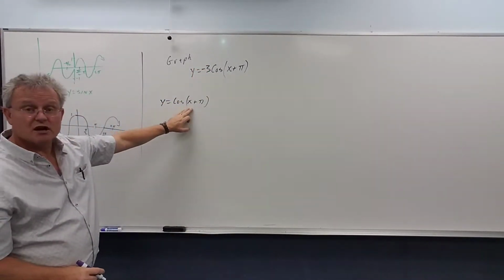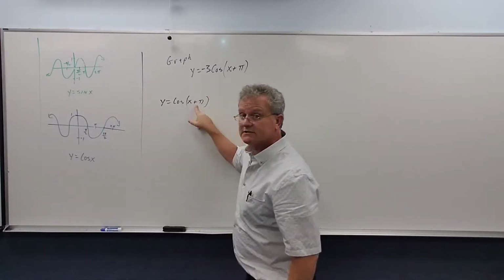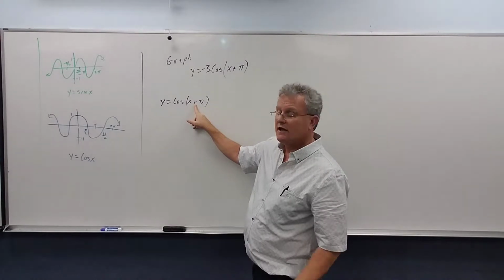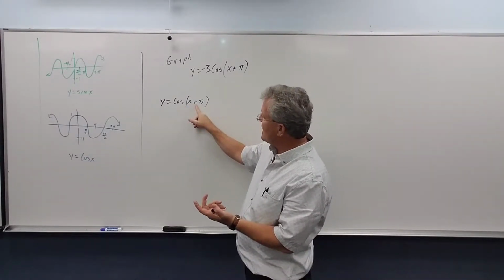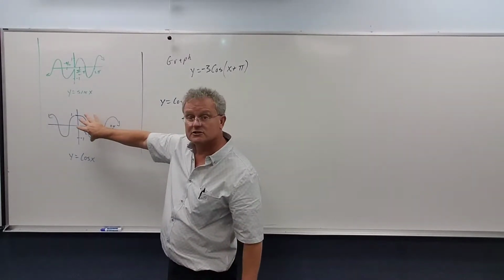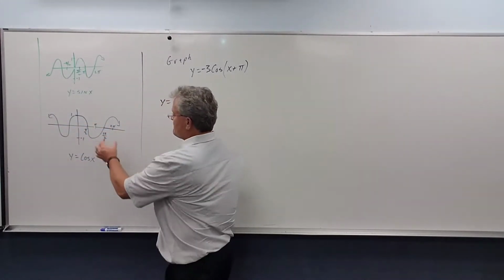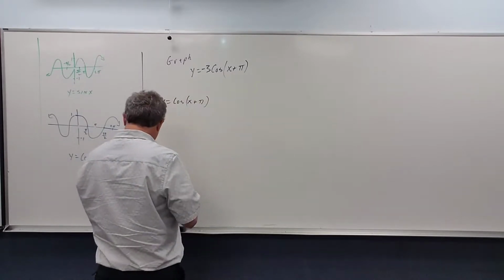All right, well, as we talked about before, our function is cosine x, so this we could think of as f of x plus pi. That tells us that this is going to move the cosine graph to the left by pi units. It's going to take this whole cosine graph here, and it's going to move it to the left by this distance.